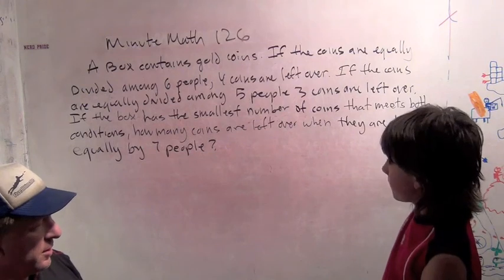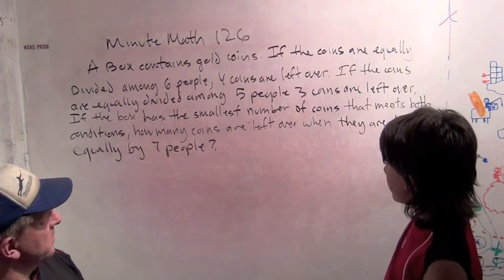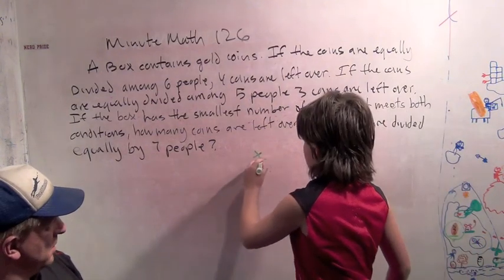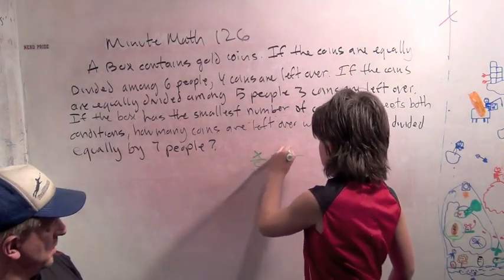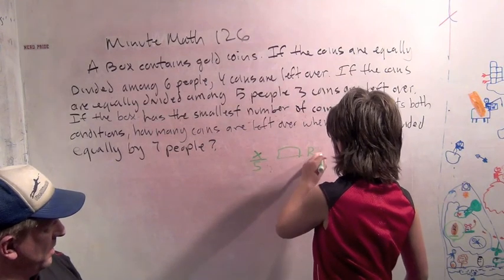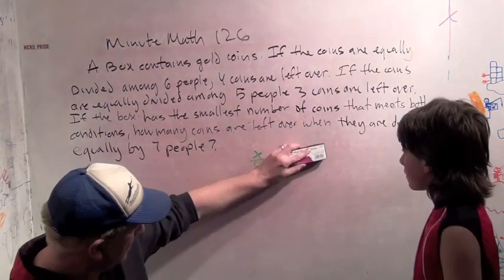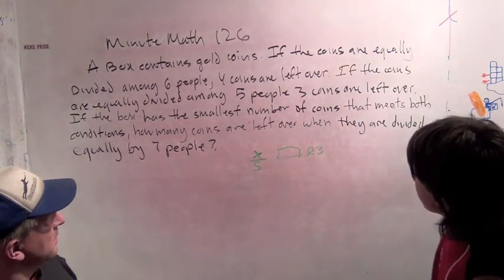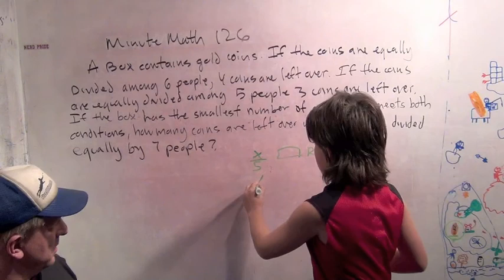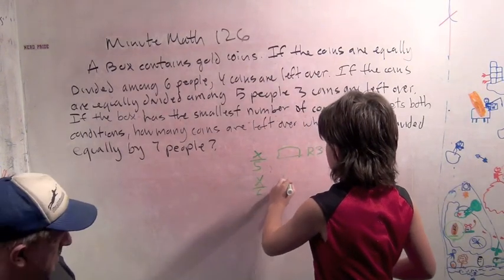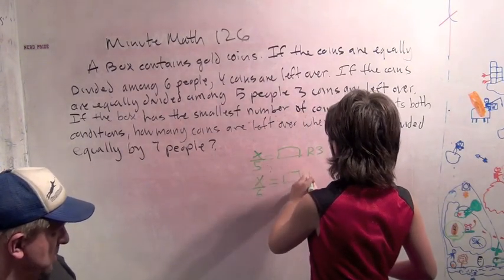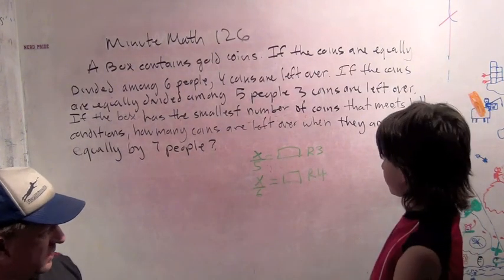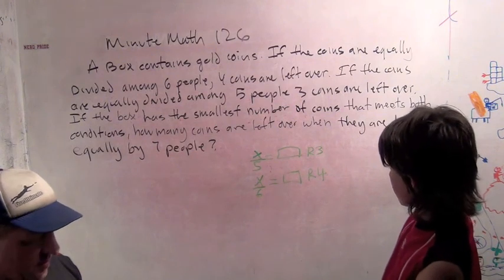So what are we looking for? A number such that when you divide it by 5, you have a remainder of 3. X over 5 has a remainder of 3. And X over 6 has a remainder of 4. We're looking for the smallest number that meets those conditions. So how do you want to try to find that number?